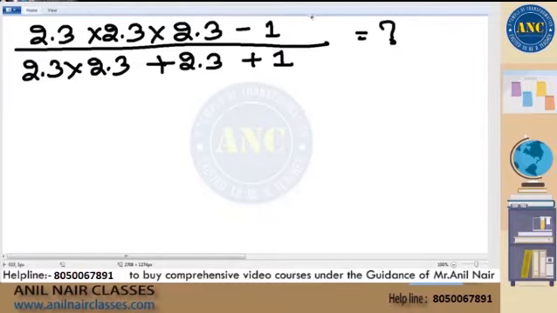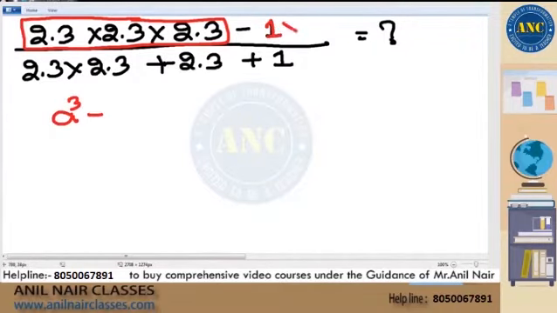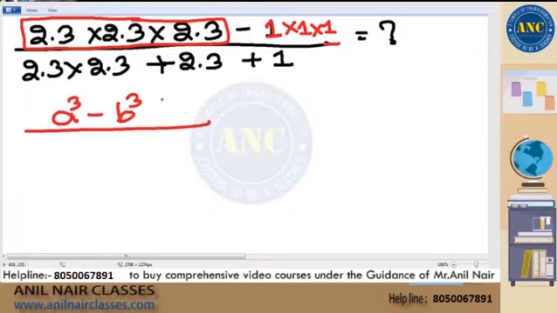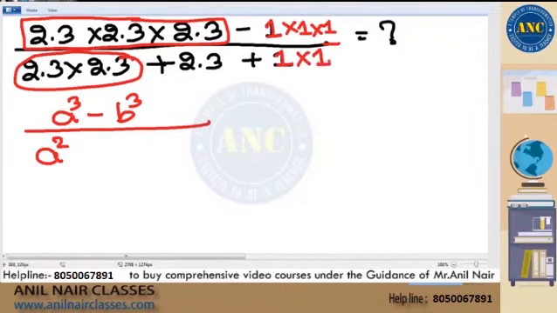Now listen carefully, sir. Same logic. 2.3 is multiplied 3 times, so this is nothing but a power 3. Minus 1 is written only 1 time, but I can also write 1 as 1 into 1 into 1, which is b power 3. 2.3 I already called a, multiplied 2 times, a square. 1 I already called b, and that also I can write multiplied 2 times, b square.